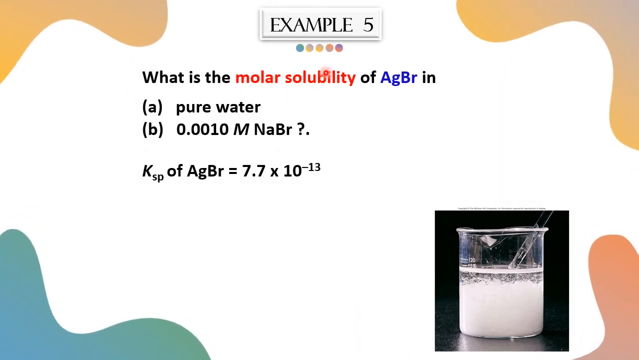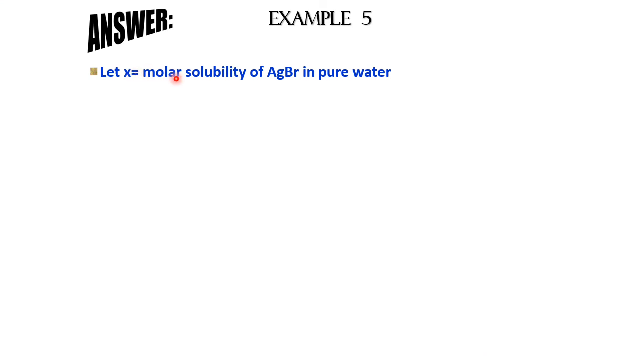Common ion effect, let's check with one example. Example 5: what is the molar solubility of silver bromide in pure water and 0.001 molar sodium bromide? Ksp is given. So first, let x equal the molar solubility of silver bromide in pure water. So first, write out the equation. Always remember it's a reversible equation, with solid silver bromide, a slightly soluble salt, giving silver ion aqueous plus bromide ion aqueous.